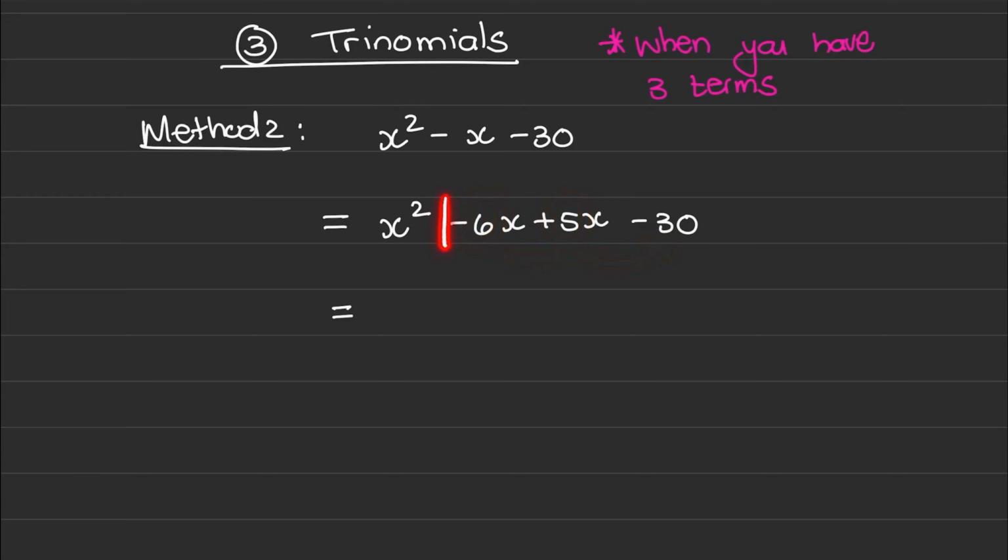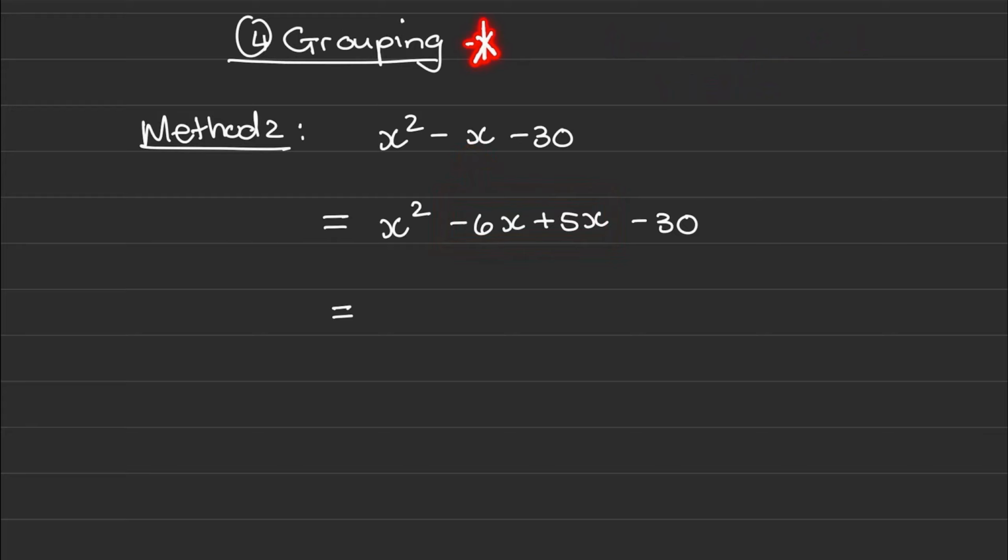And if I add minus 6x with plus 5x, that will give me -x. And that leads me to 4 terms, which is our fourth method of grouping. So when we group, we take out a common factor for 2 terms and a common factor for another set of 2 terms. So in the first 2 terms, we can see that the common factor is x. And when I take out an x, I'm left with x minus 6 for the first 2 terms only.